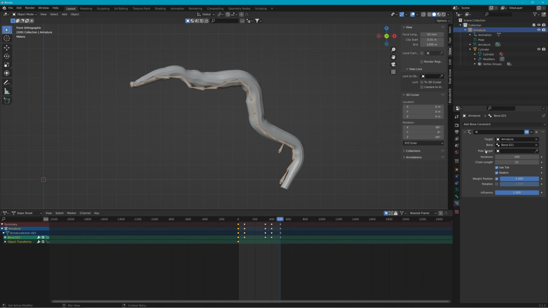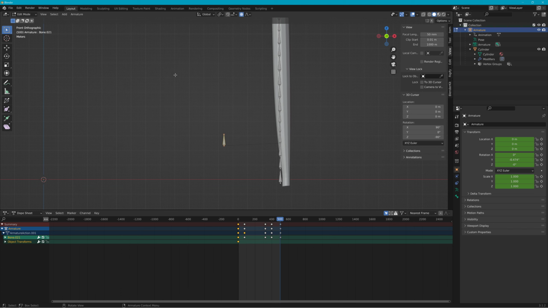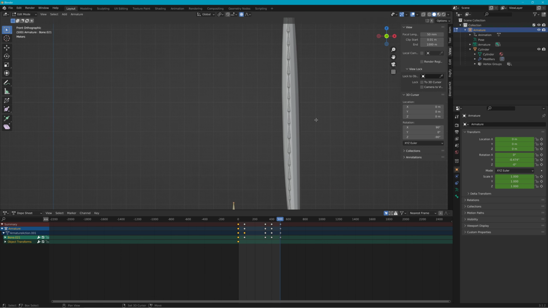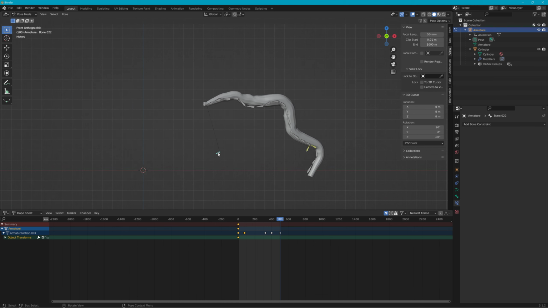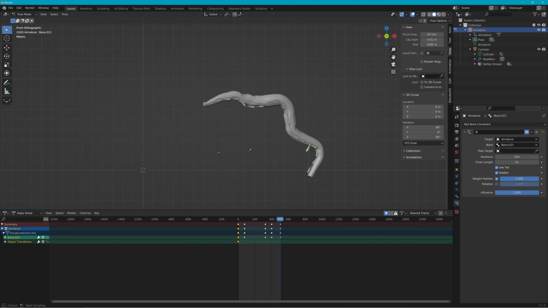There's no pole target though. This is what I'm not 100% sure of, what a pole target is. But if I make a duplicate of another bone, let's do one up here at the top. Let's duplicate that one, and let's say that's a pole object, in pose mode. I'm not sure what's going to happen.